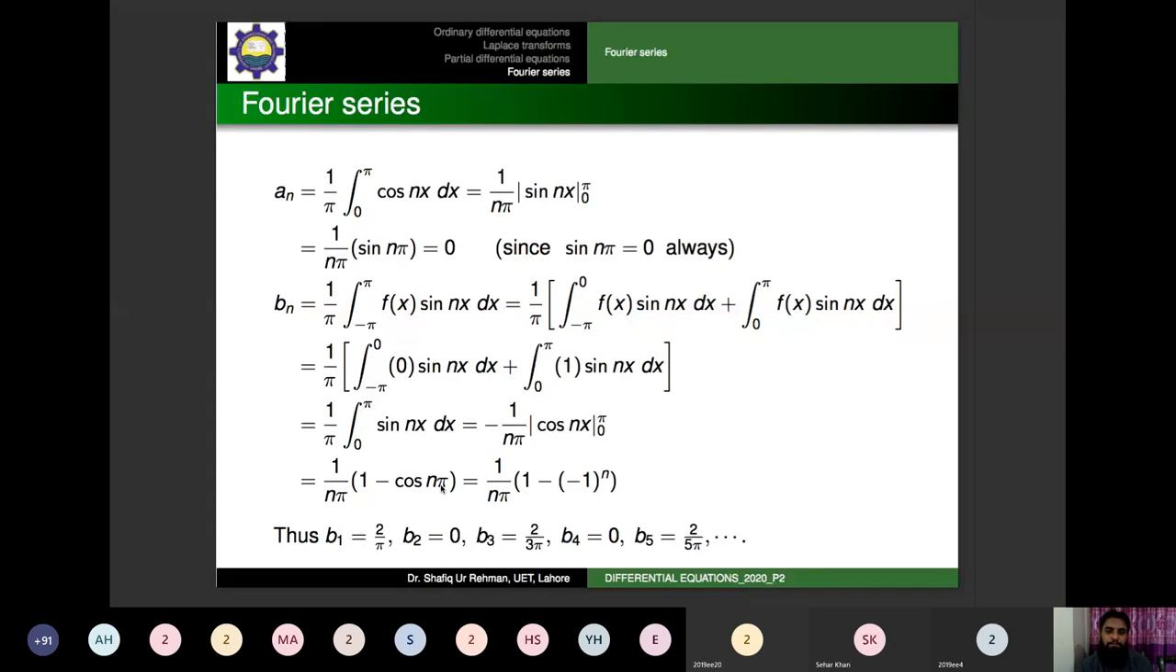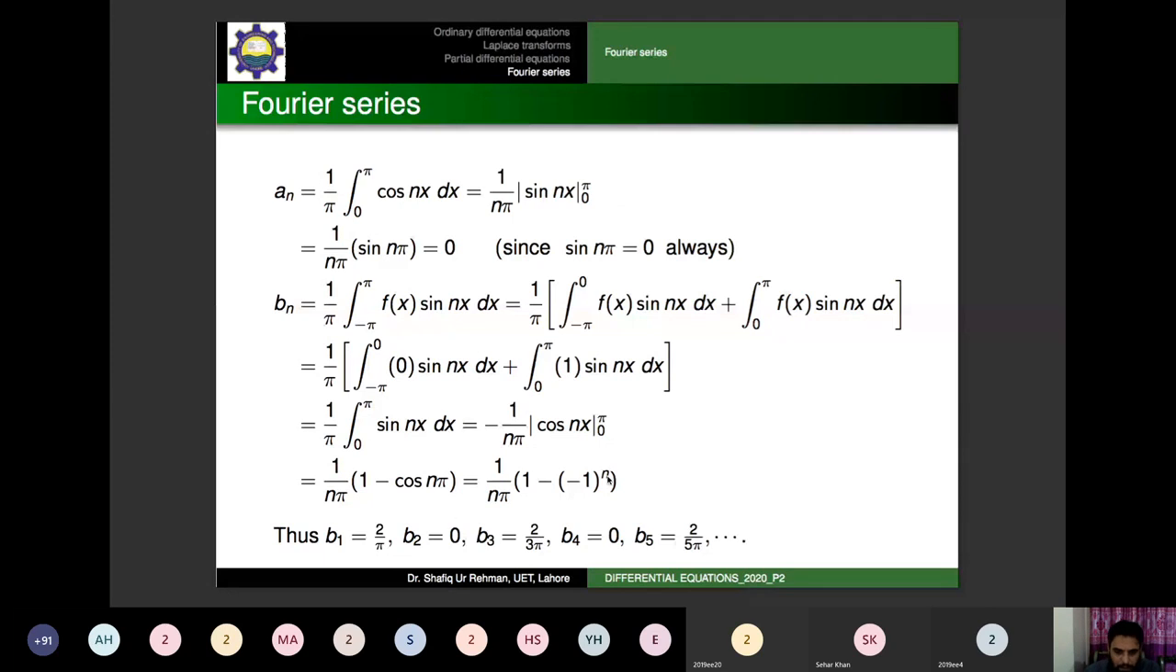Since we know that n is going to be a positive integral value 1, 2, 3, 4, we see that we have sine pi, 2 pi, 3 pi, 4 pi, and so on. So with alternative sign, we get the value of this expression cosine n pi, which could also be written as minus 1 raised to n.